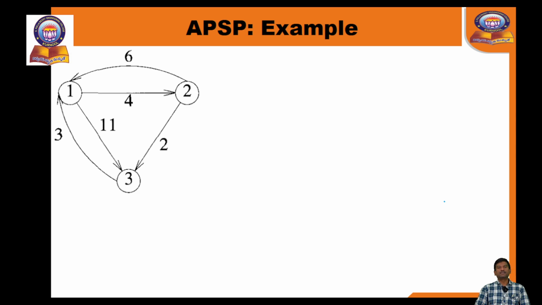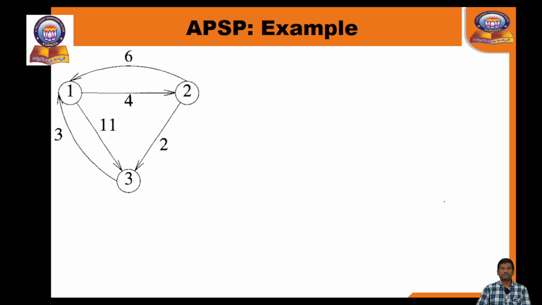And consider the example. This example is being drawn from the Horowitz textbook. That is, from 1 we can reach 2, and from 1 we can reach 3, and similarly from 3 we can reach 1, and from 2 we can reach 1, with respect to cost. That is 6, 4, 11, 3, 2.